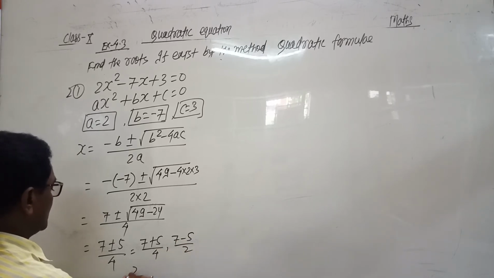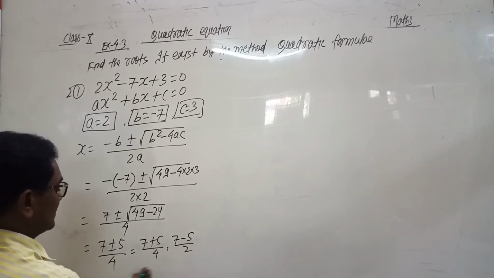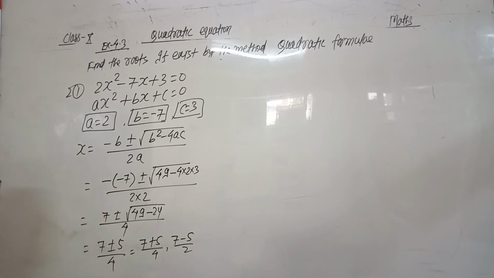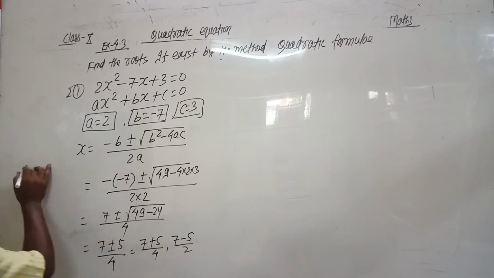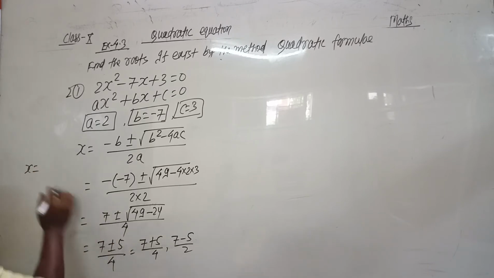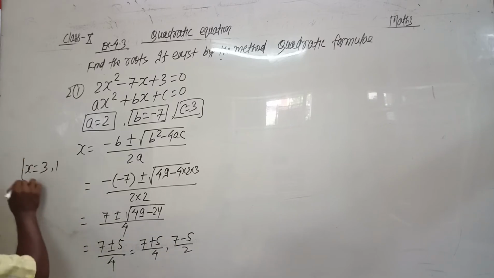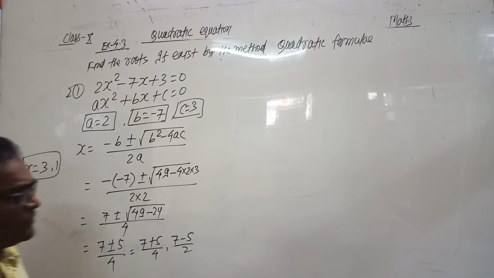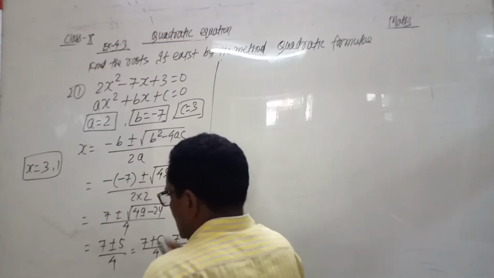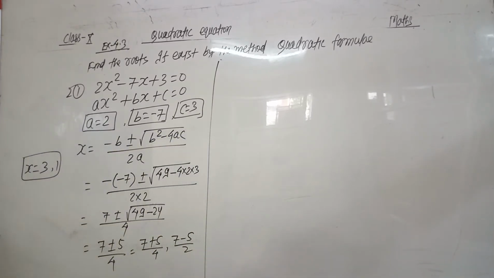So this is x equals to 7 plus 5 by 4, 12 by 4, 3. So the value of x we get is 12 by 4, 3, and from here 2 by 2. So these are the two values of x, which are also called the roots of the quadratic equation.